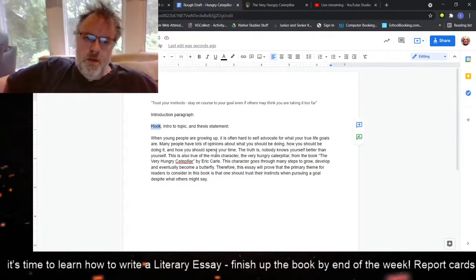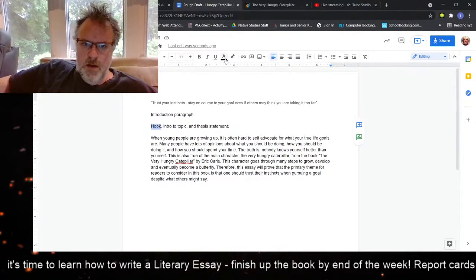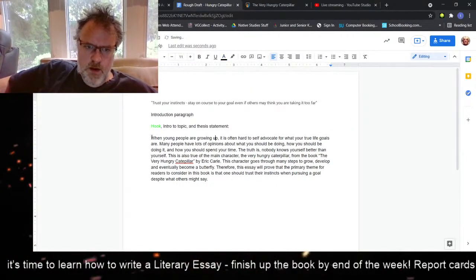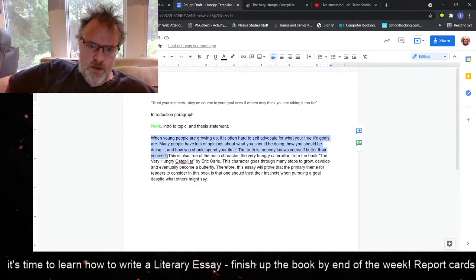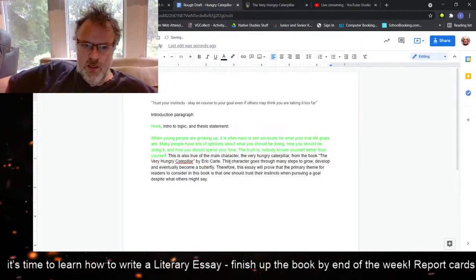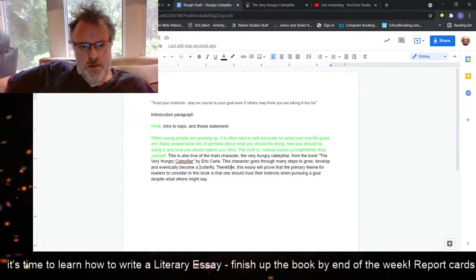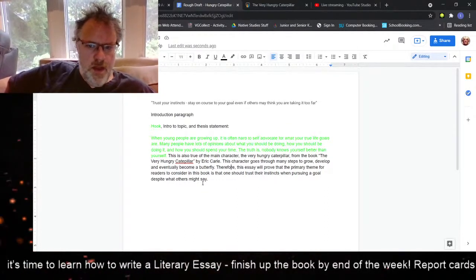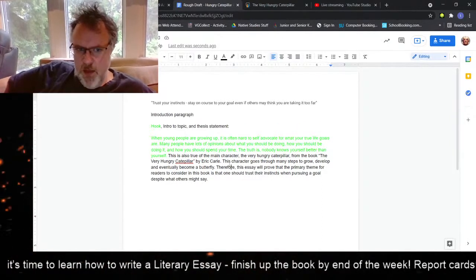There we go. Okay, so if we make the hook this color, we'll go green. The hook is right here. This is your generalized statement, trying to get your reader interested, trying to get your reader focused, trying to get your reader to understand or follow through what you're planning on going. So just talking about yourself, talking about general things.